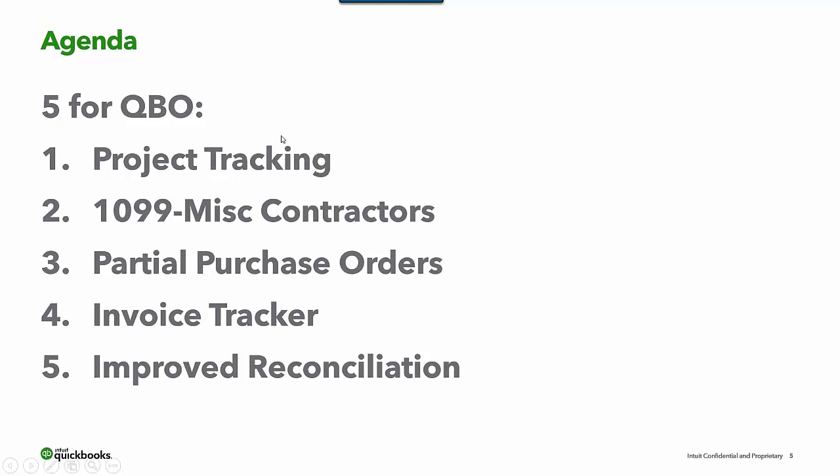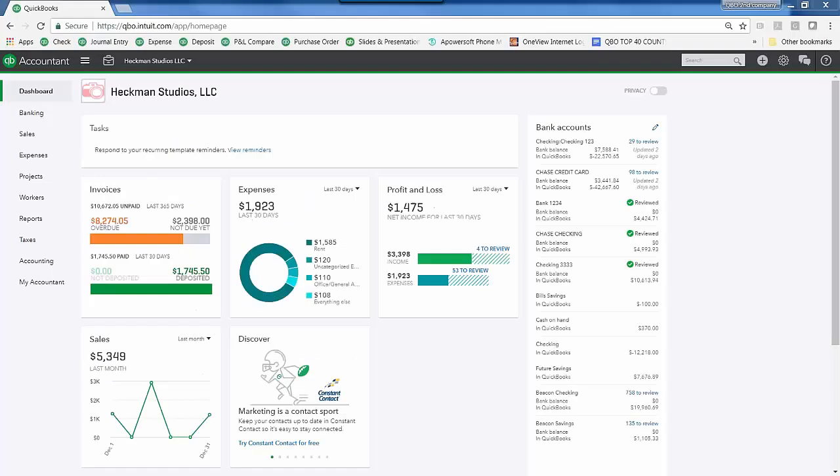All right, so for QuickBooks Online, I'm going to talk through 5 newer features: project tracking, some updates we've done for 1099 miscellaneous contractors. We'll go over partial purchase orders, so if you've got some product-based clients that might have a need to do some inventory ordering. And then we'll go through the Invoice Tracker and improved reconciliation, some of the new things that have been going on there. Then we'll jump into the QuickBooks Online Accountant stuff and the bonuses at the end. So hopefully that sounds great to everybody.